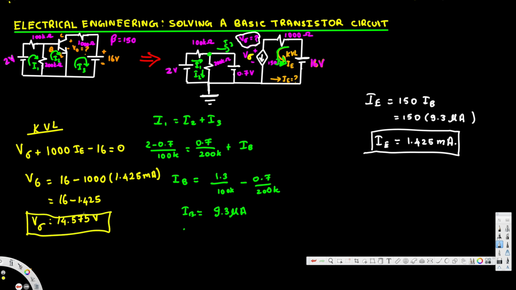And that's it. Our purpose was to find IE and V sigma. We found both of them using this equivalent model. For the previous one we used mesh analysis, and here we used nodal analysis, and that's how it's done.